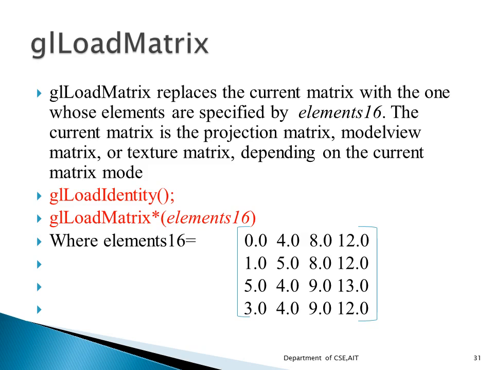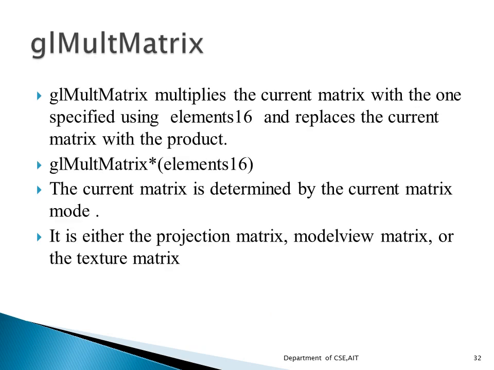To load some specific 4x4 values, which you can choose, you have to mention them by making use of glLoadMatrix. The current matrix will take its values from this 4x4 matrix. The glMultMatrix is going to multiply the current matrix with the 16 elements we have specified, and the current matrix will be replaced with the product. So we can make use of glMultMatrix.